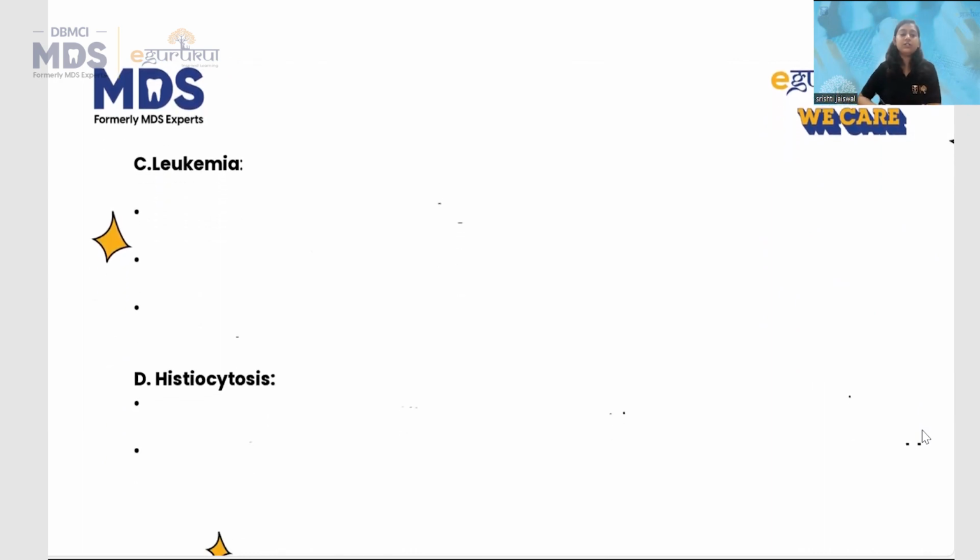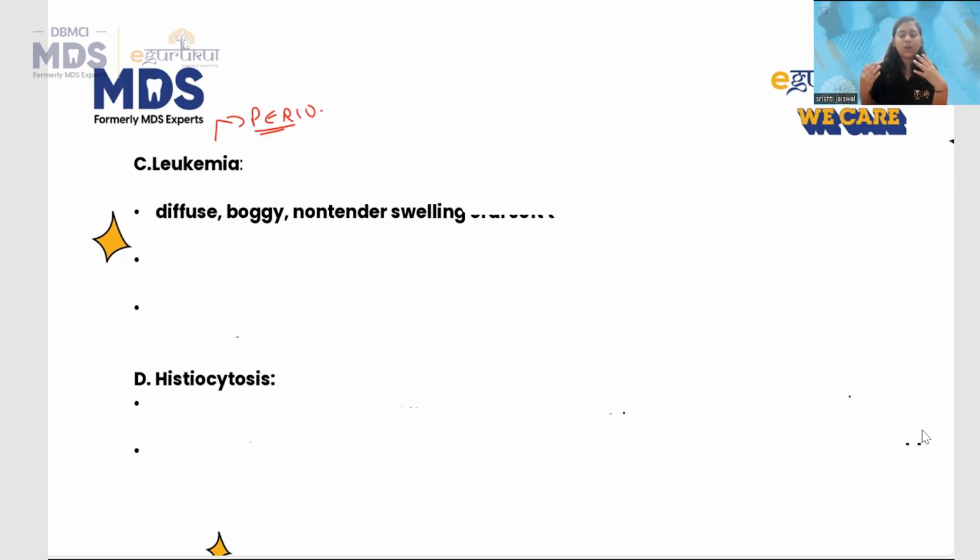Okay, so now coming to our next oral manifestation, that is leukemia. So what do we see in leukemia? You would have done this in your perio lectures. Diffuse, boggy, non-tender swelling kind of presentation in the oral soft tissue that may or may not be ulcerated.